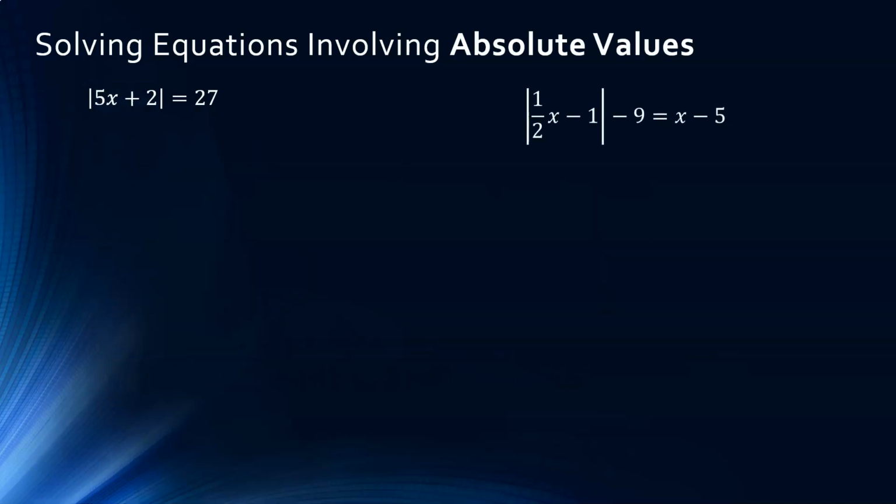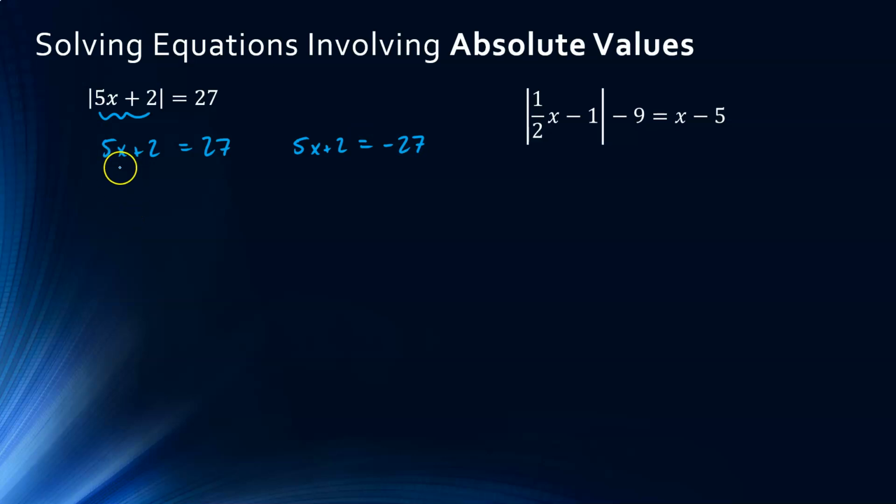All right, so again, we know that this piece here has to either be 27, or we're trying to figure out what value for x would give us negative 27. So there's going to be two equations to solve.